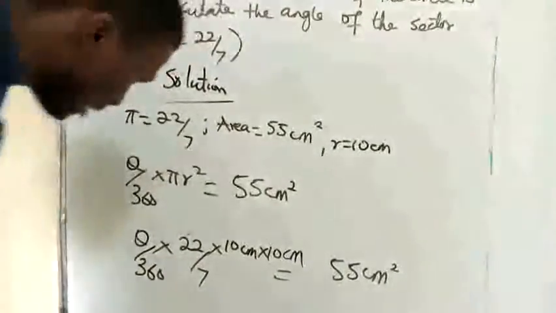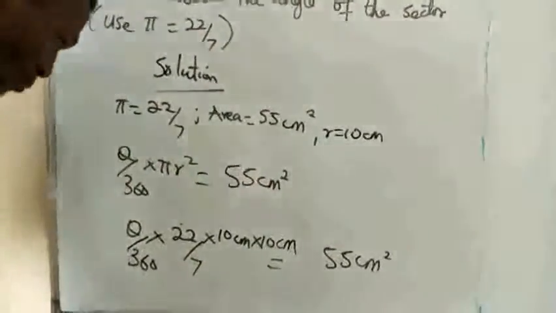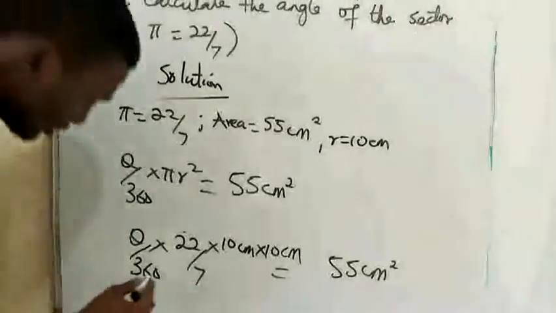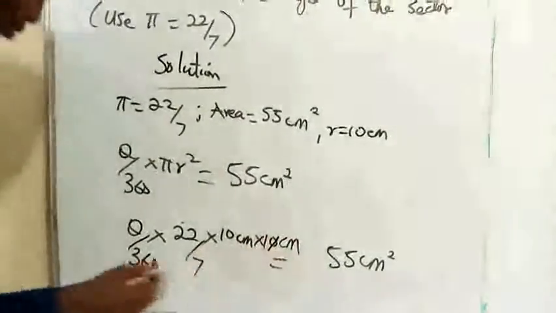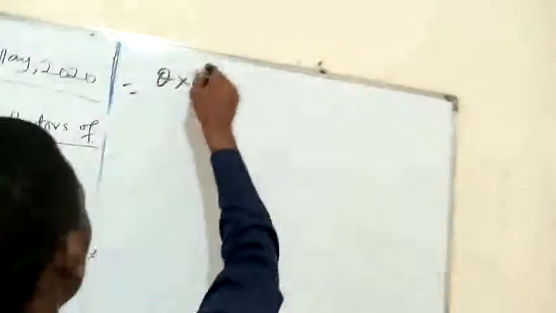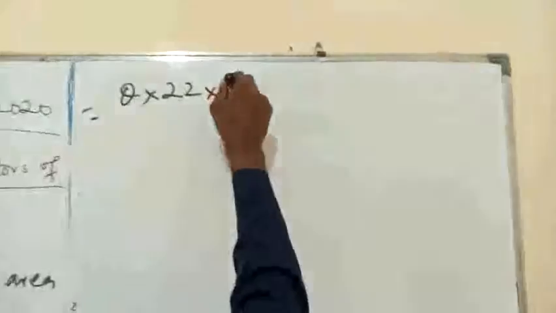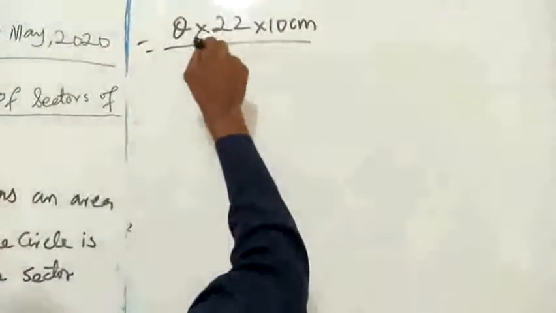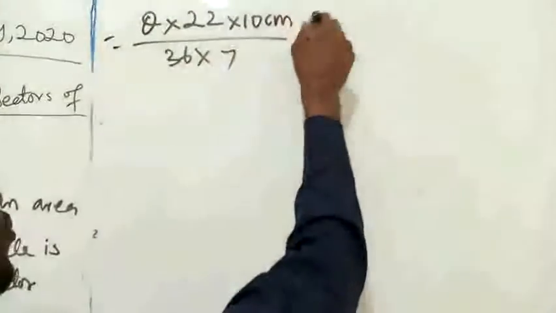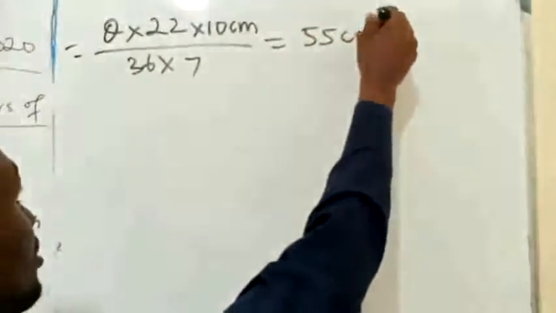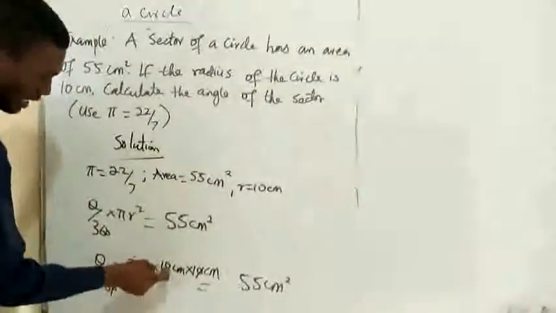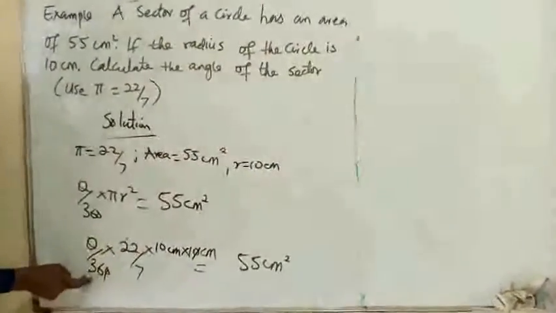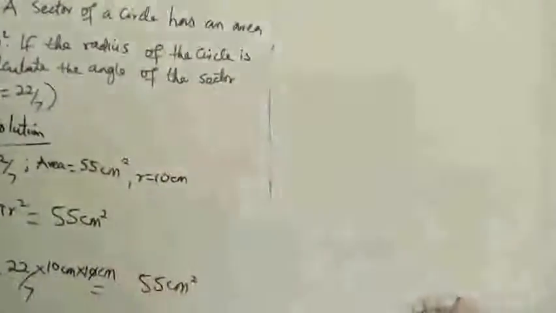From here we can cross multiply, but let's divide a little. 0 will cancel 0. So we are left with theta times 22 times 10 cm all over 36 times 7, equal to 55 cm squared.